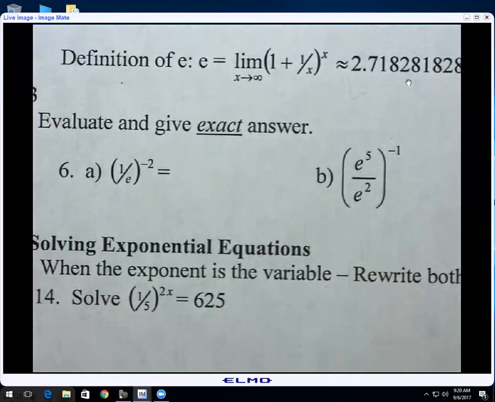Whenever I see e, I don't freak out. Pi doesn't freak me out, so e shouldn't freak me out. I just go, it's almost 3. It's not quite 3. Pi is just a little bit over 3. e is just a little bit under 3. Whatever we can do with any other number, we can do with e.